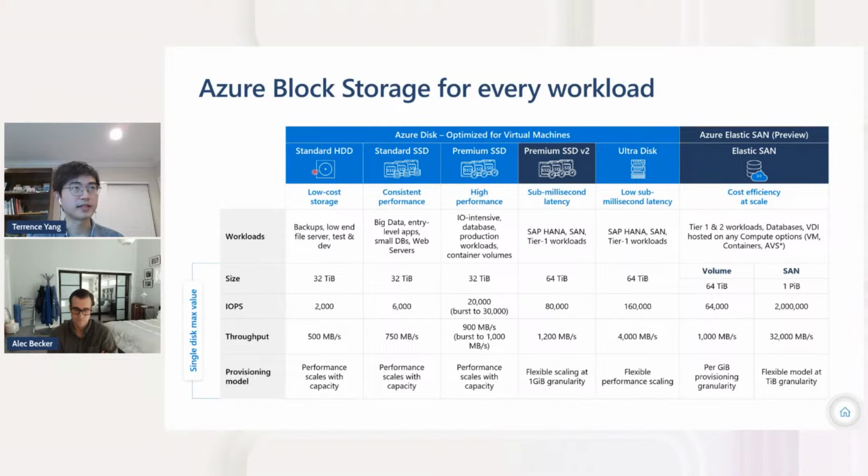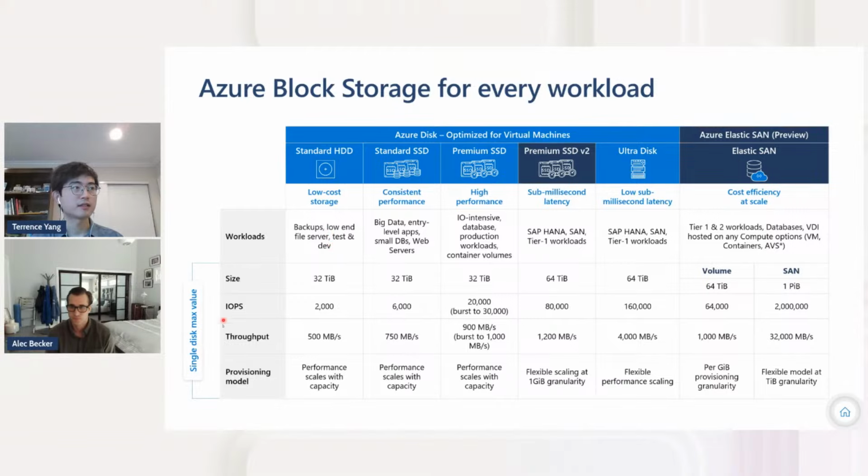Standard HDD is a low-cost storage. Those are hard disk drives, magnetic disks that have moving spindles. Those disks are slower, and the variation in speed is higher than the SSD solutions. You can use standard HDDs for any type of VM. If you want to minimize your cost for less critical workloads and development or testing environments, you can use standard HDD. You can also use it for backup, low-end file servers, etc.